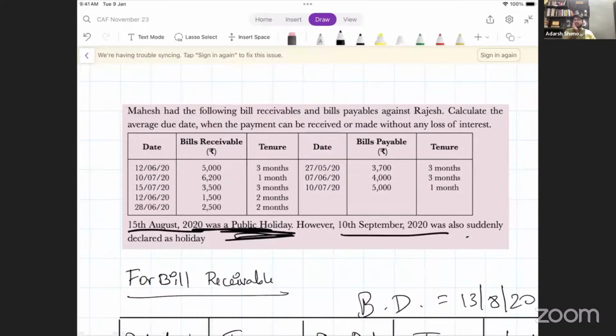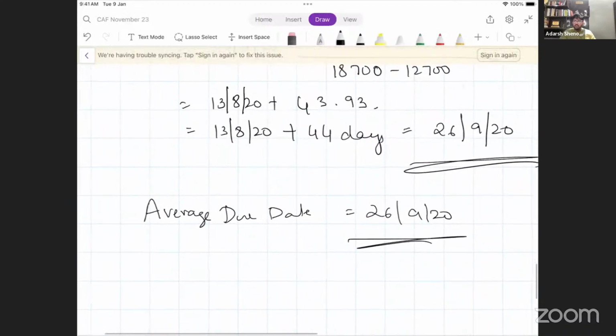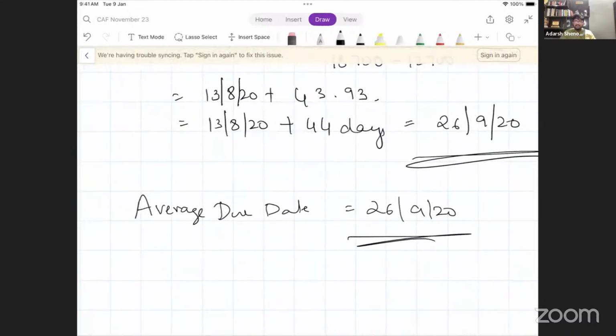And then there are some more questions with regards to interest calculation sometimes on average due date. So now they will tell that the payment was made on, let's say, 31st of October. So 26/9 was the average due date, but the payment was made on 31st of October. So in that case, you have to calculate interest for so many days. On 26th of September, there's no interest, but he's making a delay, so you have to calculate the interest.